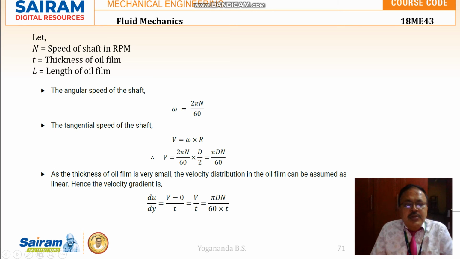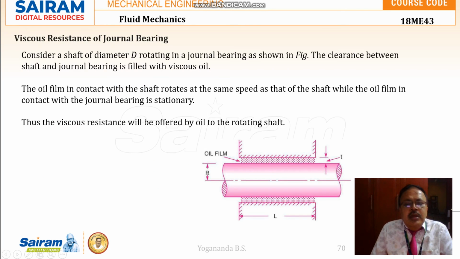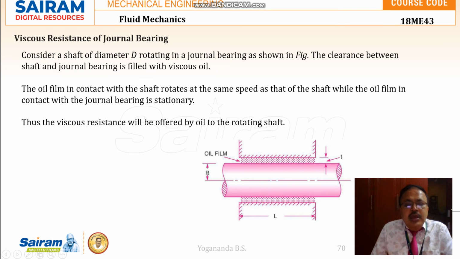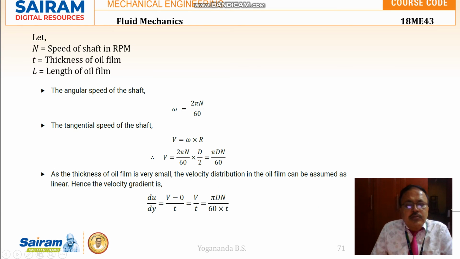The thickness of the oil film is very small, so the velocity distribution in the oil film is taken as linear. So we take du by dy, the differentiation of u with respect to y, that is, of v with respect to t. du is the change in velocity; we assume that the shaft is maintaining the same speed V, and t is the distance between the shaft and the bearing. So it is now V by t, that is pi D N by 60 t.